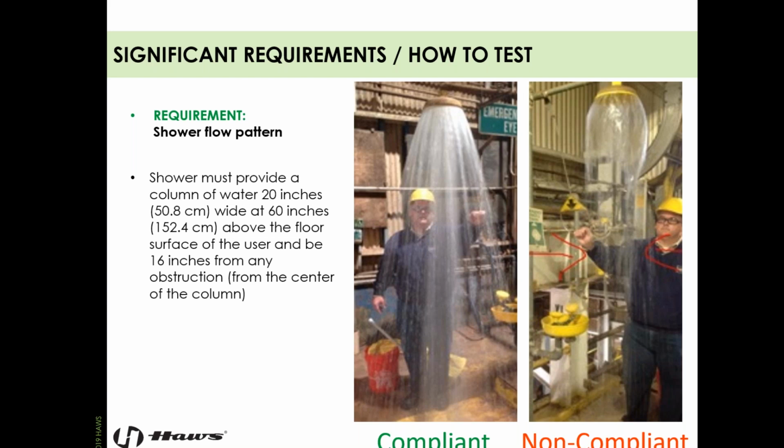The flow pattern also has to be free of obstructions by 16 inches within that flow pattern. So we need to measure from the center of the flow pattern out 16 inches to make sure we're not going to be obstructed when we're standing underneath the flow pattern.